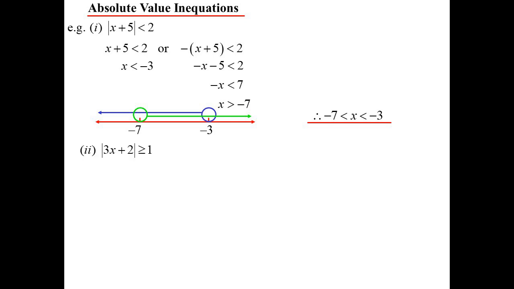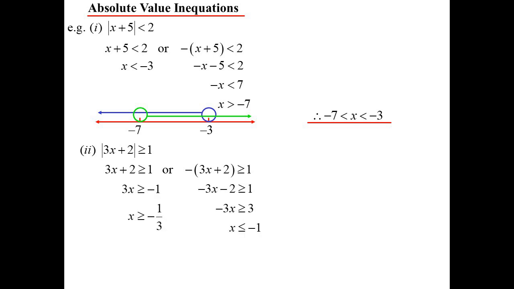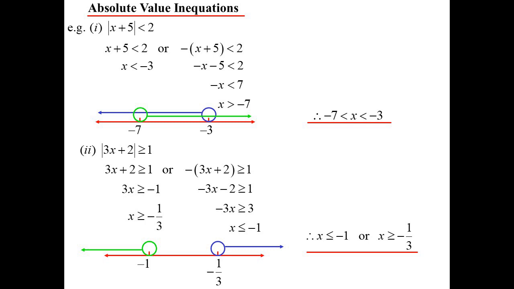Absolute value of 3x plus 2 is greater than or equal to 1. Same idea. Either the negative or the positive. Solve the positive one, I get x is greater than or equal to negative a third. Solve the negative one, I get x is less than or equal to negative 1. I've got my two critical points. If I was to draw these two, I get like that. There is no point of intersection. So in this case, it's the one where we're on the outside.